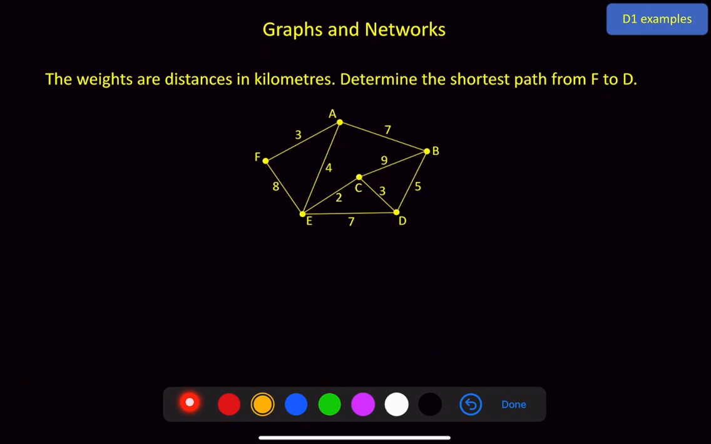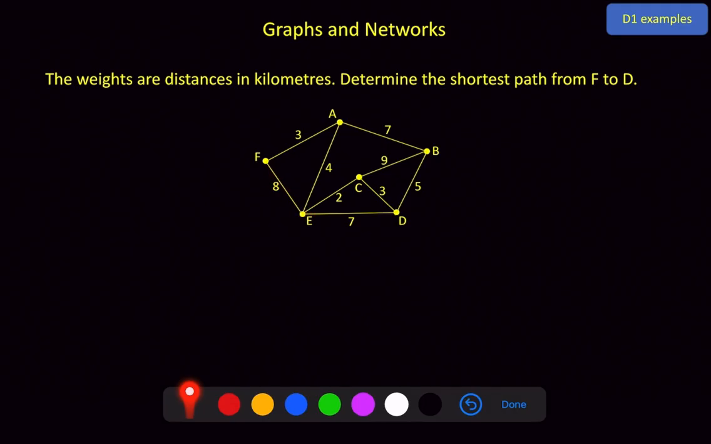Here we've got a network or a weighted graph. The weights are distances in kilometers. Determine the shortest path from F to D. Later in the module we get to algorithms that will do this, but on a simple graph like this we can just do it by inspection. So starting at F, finishing at D, if the lengths were representing actual distances, obviously I would just do that. That's probably going to be the shortest, but it isn't here because of this 8.